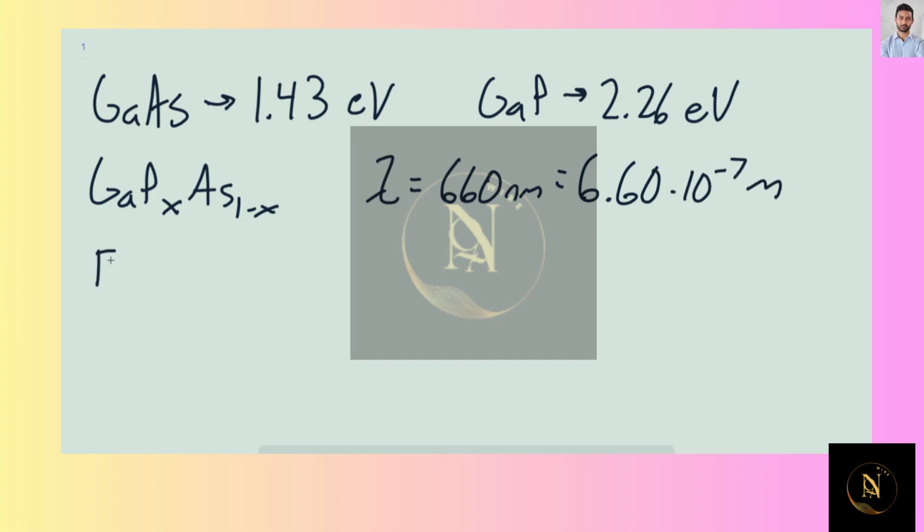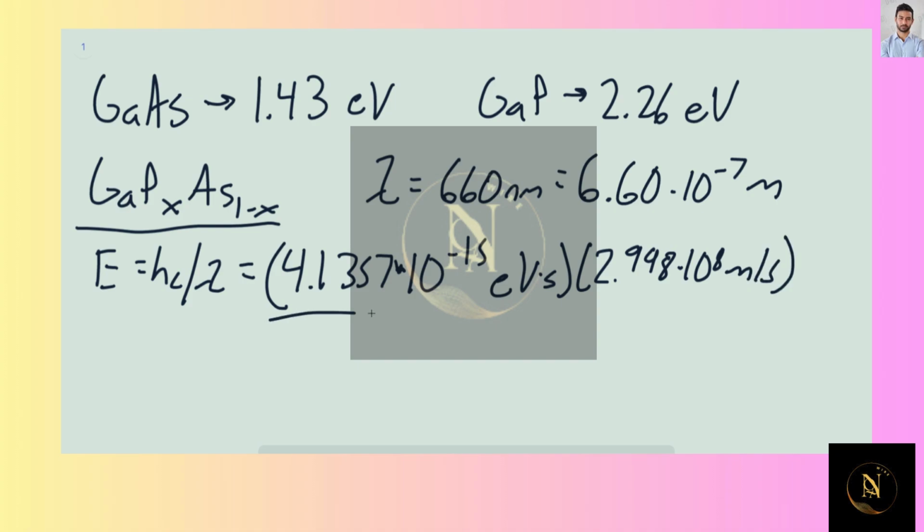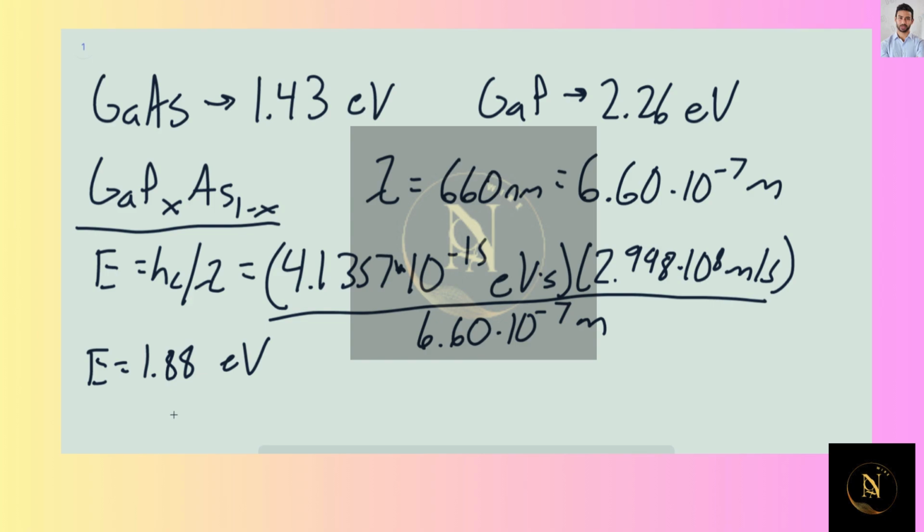And so we can use the equation E equals hc over lambda to determine what the band gap of this composition is. And so that would be h, Planck's constant, 4.1357 times 10 to the negative 15th eV seconds, times the speed of light, 2.998 times 10 to the 8th meters per second, and then divided by the wavelength, 6.60 times 10 to the negative 7th meters. And that gives us a band gap of 1.88 eV.